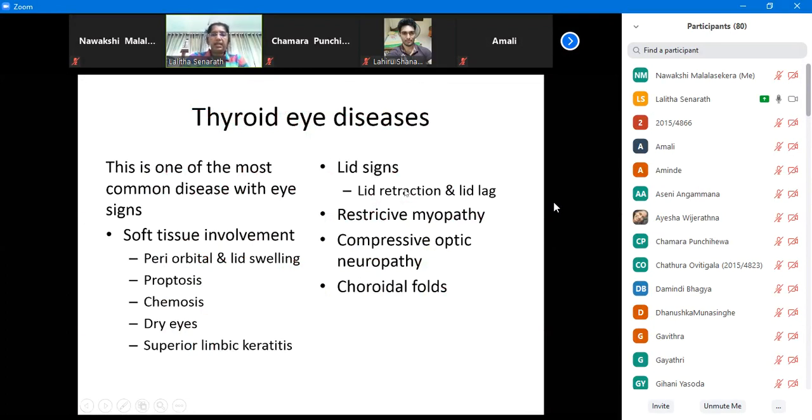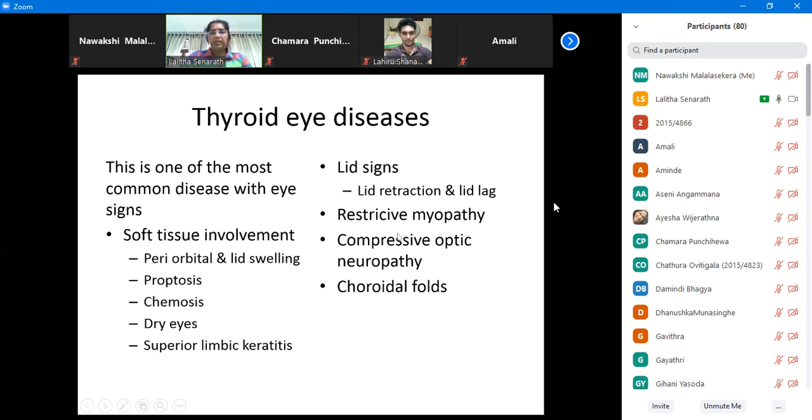And on the lid, there are special lid signs because of this thyroid ophthalmopathy: lid retraction and lid lag. That means the lid may be drawn backward because the eye is protruding forward. And lid lag is when the patient is looking down, the lid does not come down smoothly because the muscles are tensed up. There's a restrictive myopathy. The ocular muscles get infiltrated and become tighter and do not act smoothly, and you get tight muscles which do not move with the normal eye globe. Therefore, it's a restrictive myopathy.